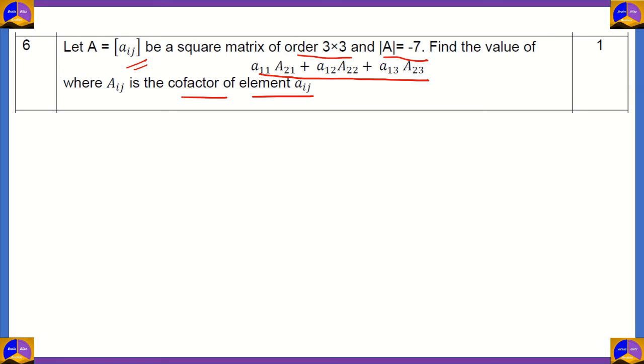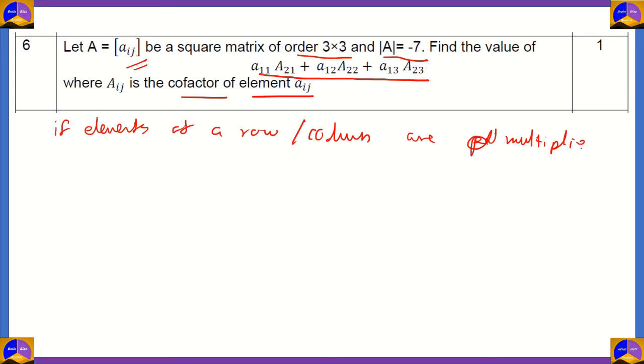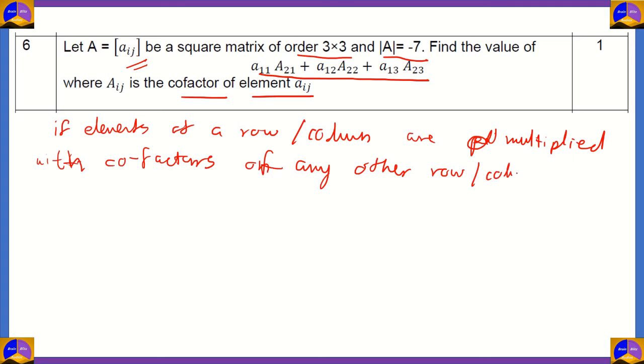The trick here is to use this property. If elements of a row or column are multiplied with cofactors of any other row or column, then the sum of these terms is equal to 0.